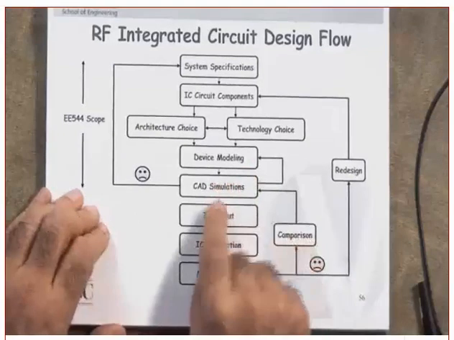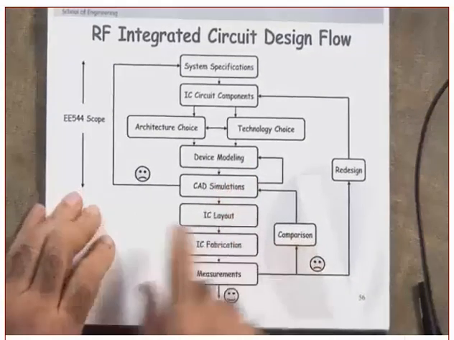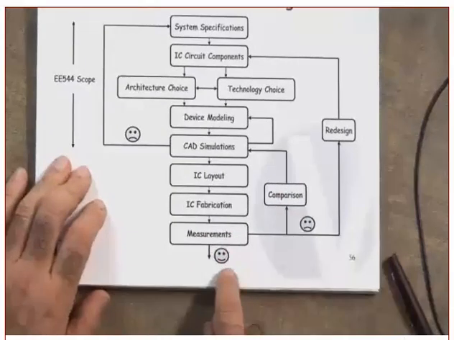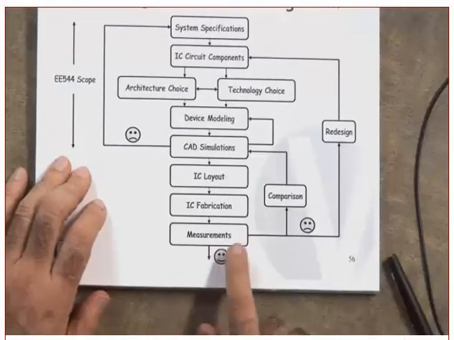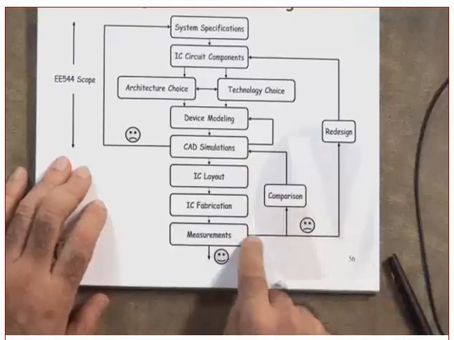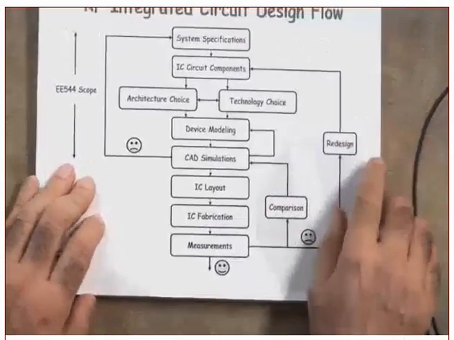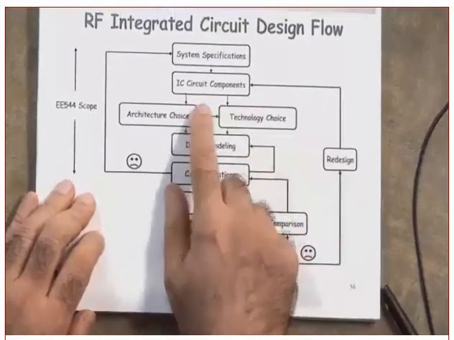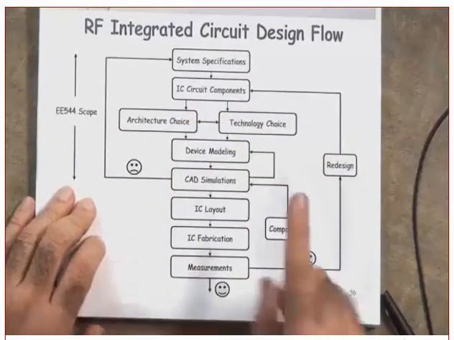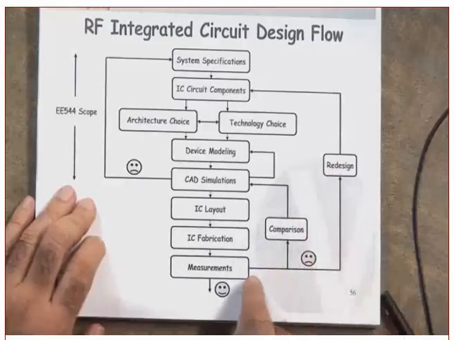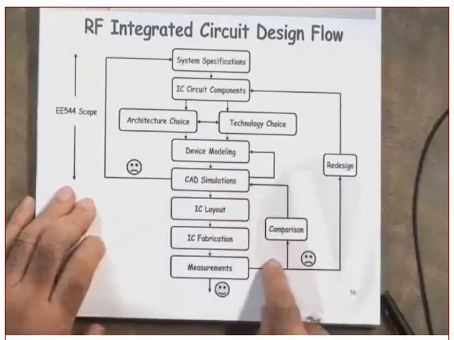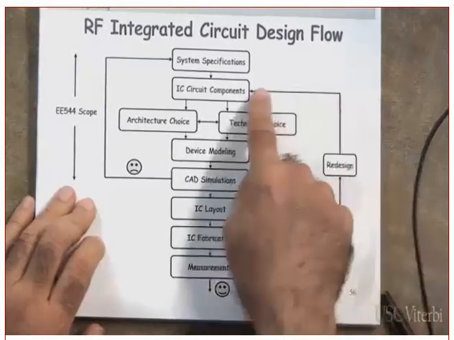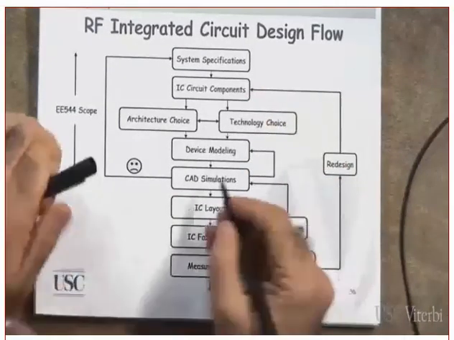Now, if everything is okay, then you decide to start laying out your integrated circuits and fabricate them and then do some measurements. If everything is okay, you are happy. If not, you need to go back, and by the way, you might go all the way back to the redesign. In other words, choose different circuit components or something like that. The worst part, by the way, is this one. Why? Because it means that you went through all of this and then you figure out that it's not working for some reason or another. You have to go back to here. 544 is this.